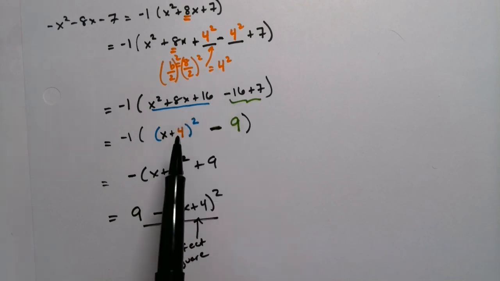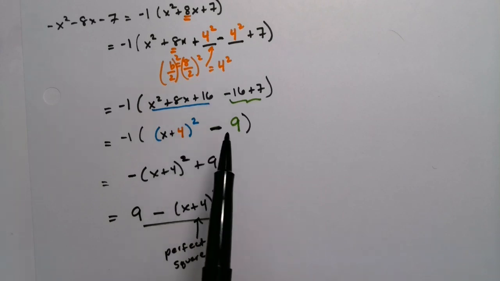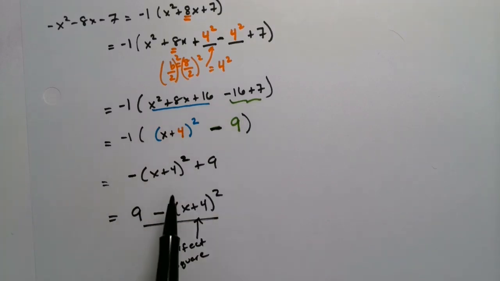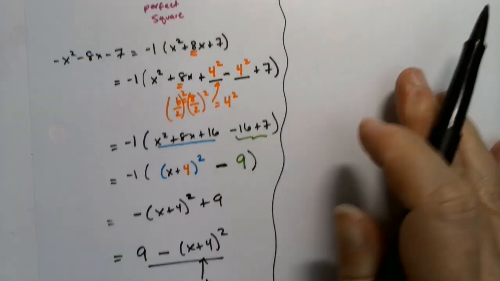Notice, by the way, it's 4. Right? That's a little technique that a lot of people learn, that b over 2 is the number you end up adding. And then squared it, and then minus 9, because negative 16 plus 7 makes 9. And then I distributed my negative, rewrote it. Now, how in the world did this help me? All of this was aside, right?